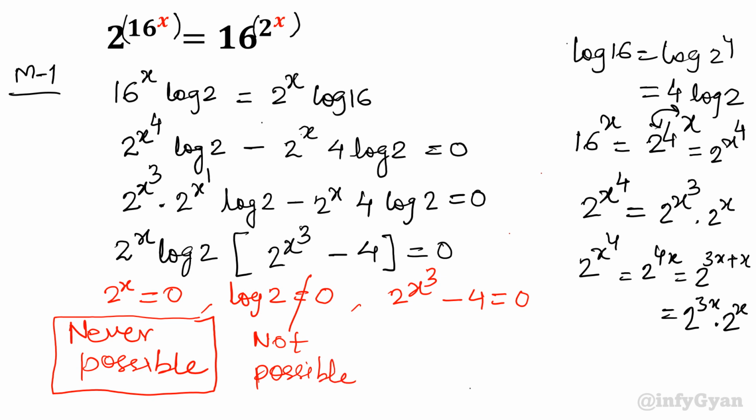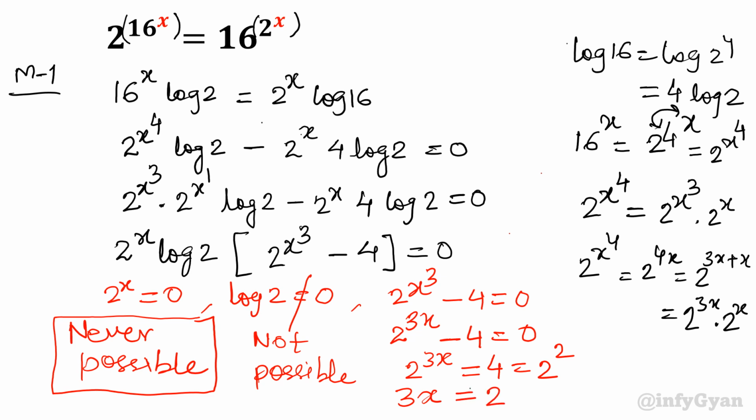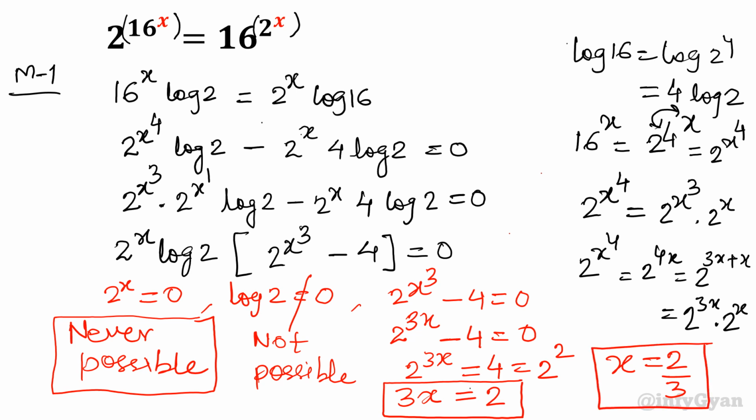So what is left? That is the third bracket. So I will write 2 raised to the power 3x minus 4 is equal to 0. So 2 raised to the power 3x is equal to 4, which is 2 raised to the power 2. So 3x will be equal to 2. Why? Because the base is the same, so the exponents must be equal to each other. So x will come out 2 over 3. This is our perfect answer.